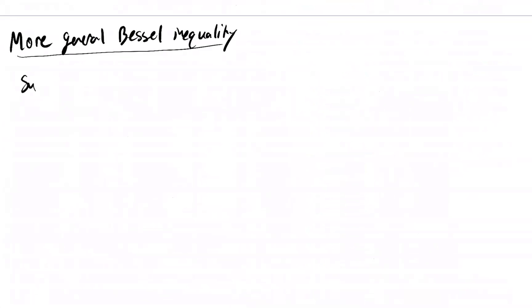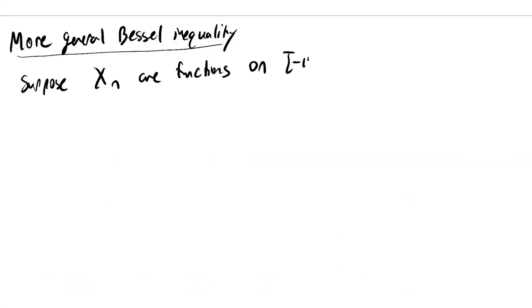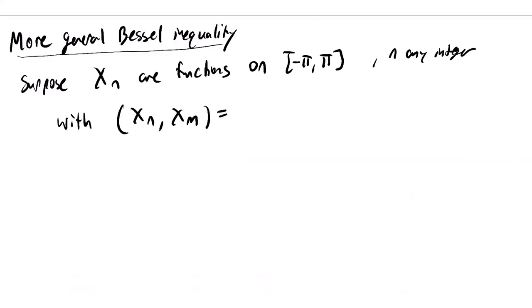And so in this case, we're going to suppose that we're given some functions capital Xn, which are functions on the interval minus pi to pi. And we're going to suppose that they're orthogonal and in fact orthonormal. So n is just an integer. And so we're going to suppose that if I look at the inner product of Xn and Xm, this is 1 if n equals m and 0 if n does not equal m, right?